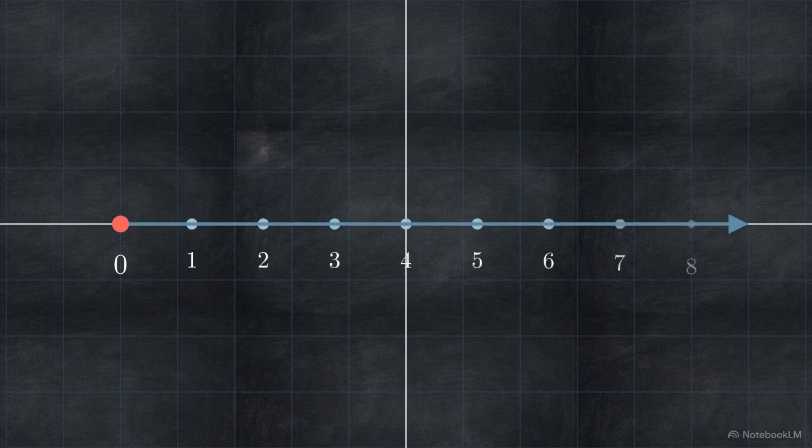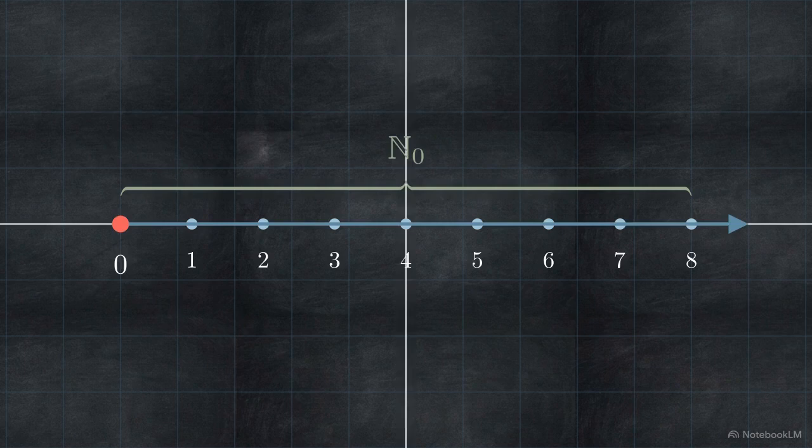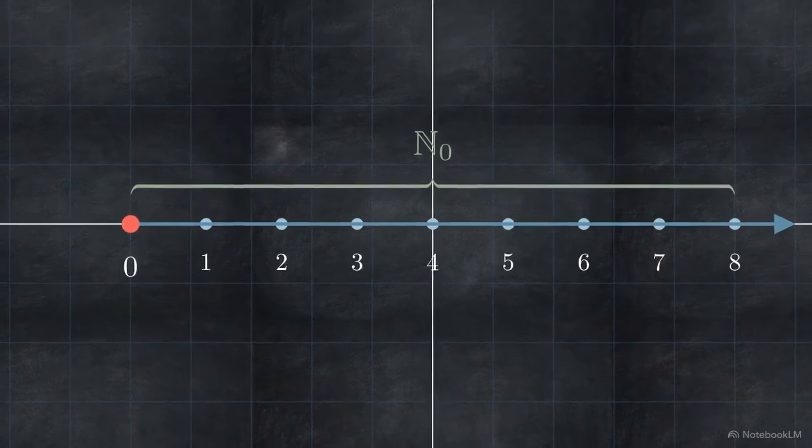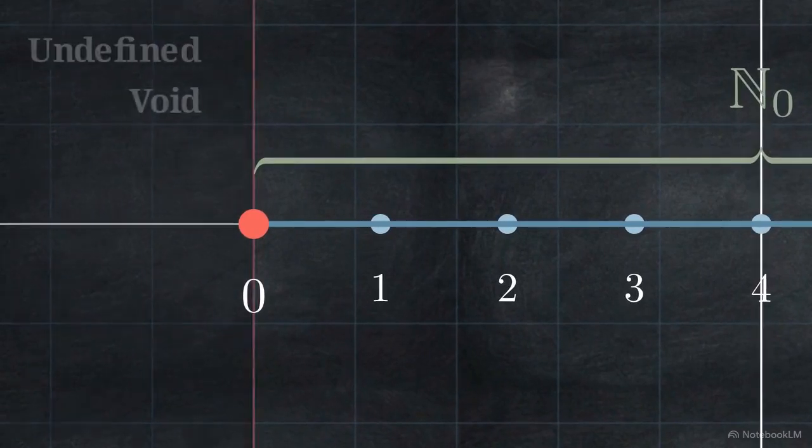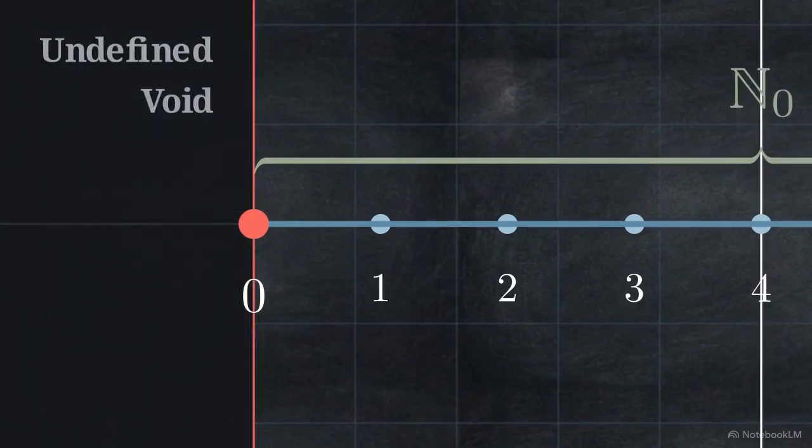We can visualize this foundation on a coordinate plane. It begins at an origin point of 0 and generates a vector that expands continuously to the right. Along this line, we place our counting numbers, 1, 2, 3, and so on. This sequence is defined as the set of natural numbers, or N0. It is infinite in the positive direction, but physically limited by its origin. There is no mathematical value defined left of 0.